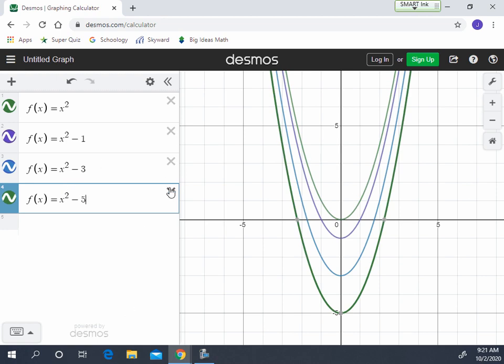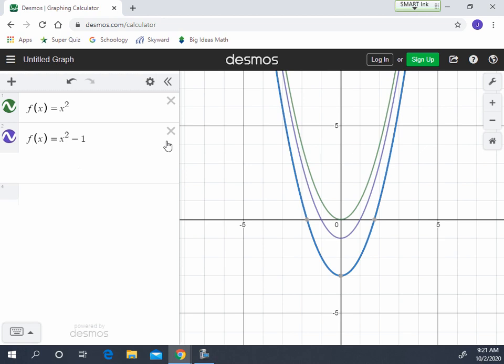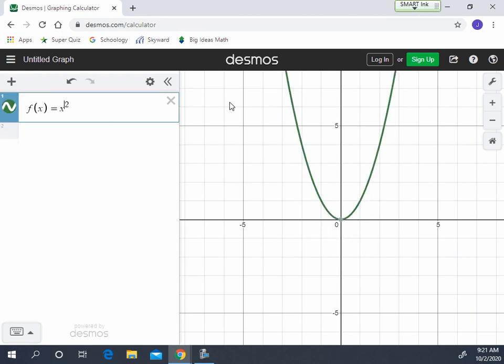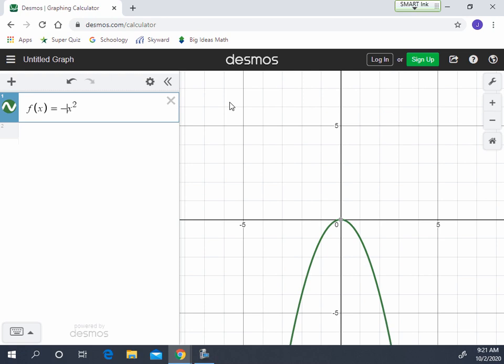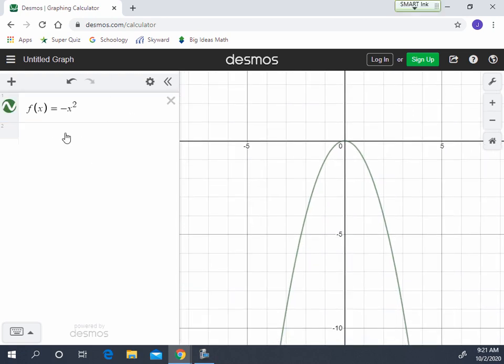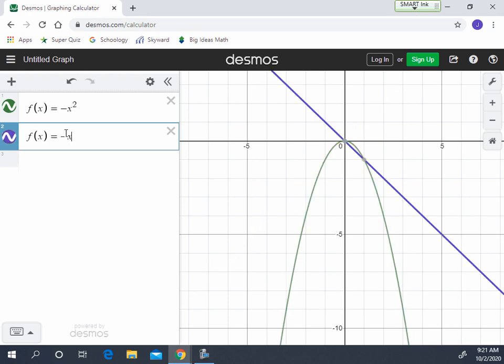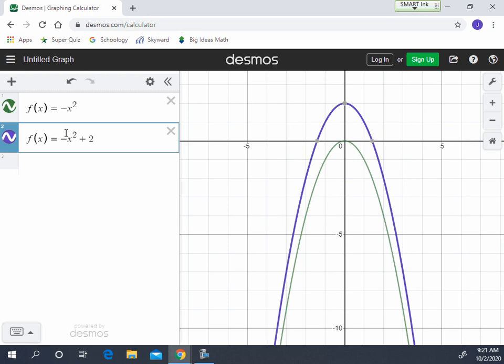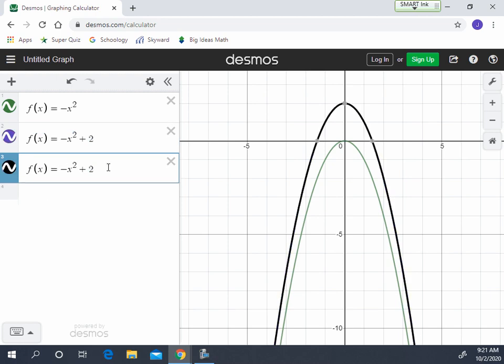Good. Let's talk a negative parabola. So let's say f of x equals negative x squared. Okay, so there's our basic negative parabola. It's going down here, right? Now let's say f of x equals negative x squared plus 2. And our vertex went up to positive 2. It's still that negative parabola, so we have that negative out in front of the x. But our vertex went up 2.